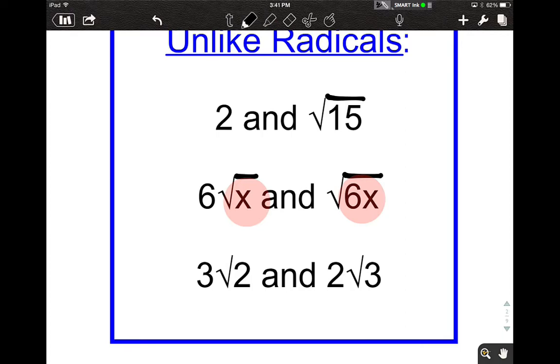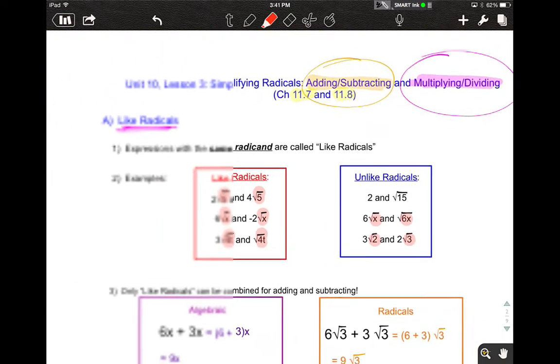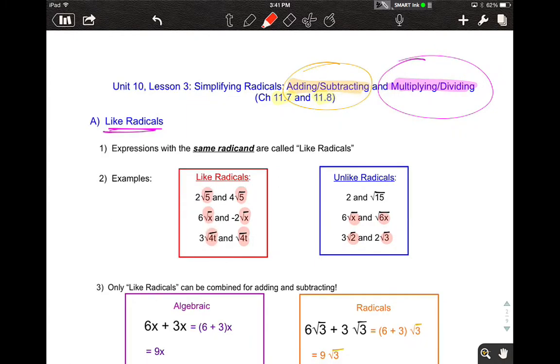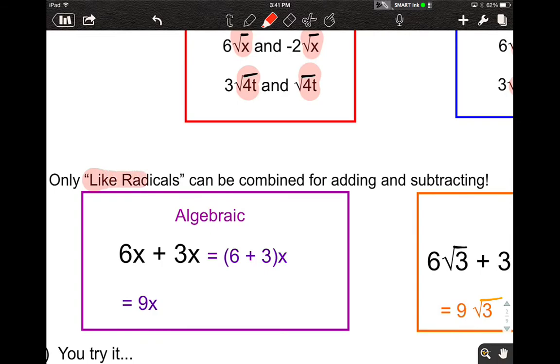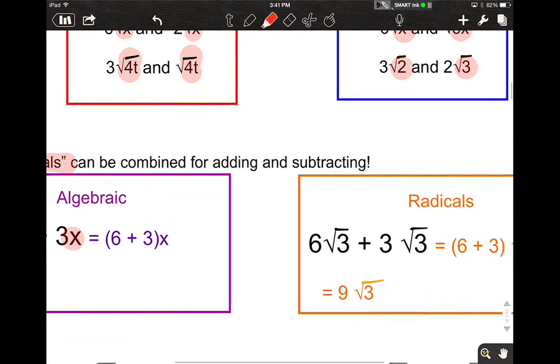Same with our third example here. 3 times the square root of 2 and 2 times the square root of 3. The piece that is in the inside, you might call that the radicand, is not the same, okay? They have to be the same in order to add and subtract radical functions, okay? Only like radicals can be combined for adding and subtracting. It's just like when we do algebra. 6x and 3x is 9x, okay?